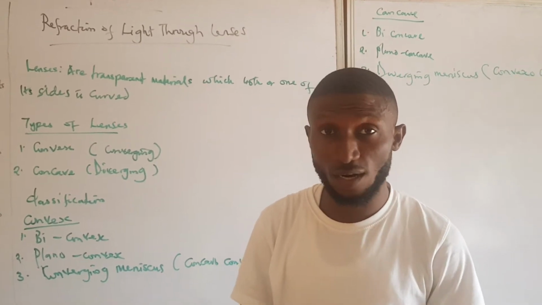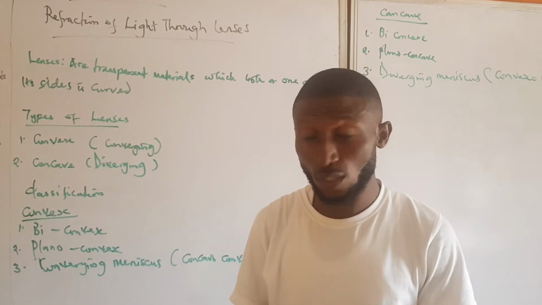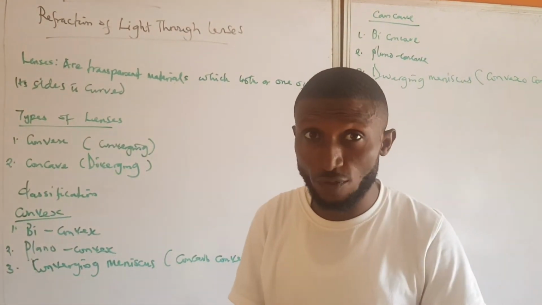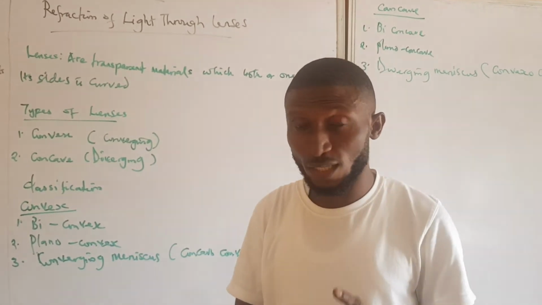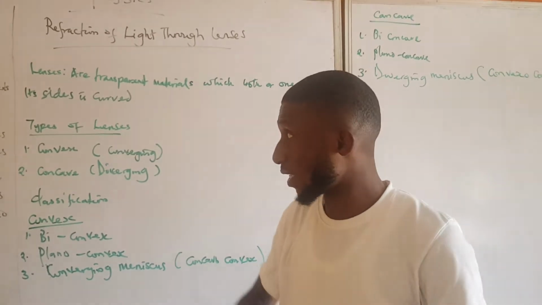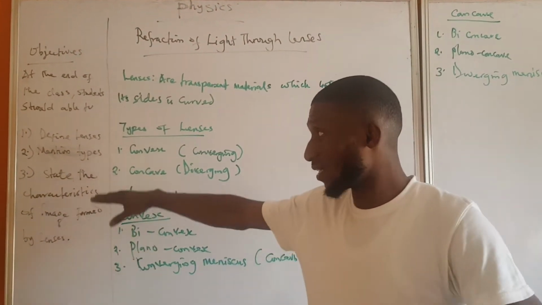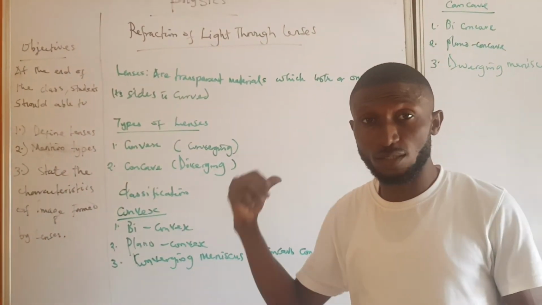Like the one in our DVD player is a lens too. The one in the camera and so on and so forth. If you notice, they are curved. Either one side or both sides is curved, and that's what we call a lens. Don't forget, at the end of this class, you should be able to define lenses and mention the types of lenses, and state the characteristics of the image formed by a particular object when it passes through lenses.